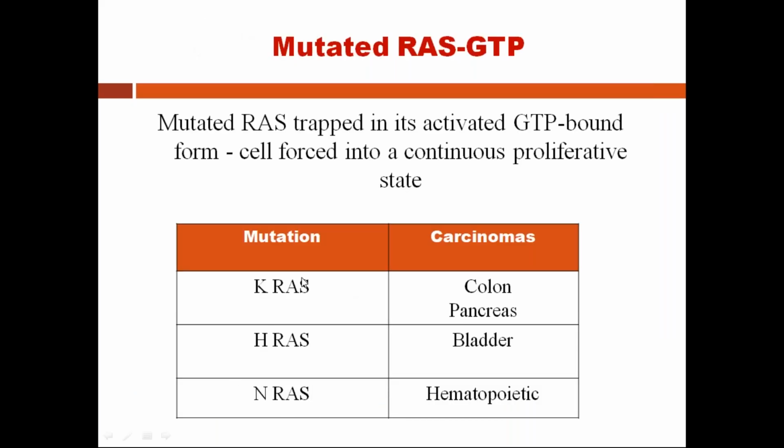If you know what is normal, automatically you will know what is abnormal. There are three types of RAS proteins, so mutation in the RAS genes: KRAS, HRAS, and NRAS. KRAS is commonly seen in colon cancers as well as pancreatic cancers, HRAS in bladder tumors, and NRAS in hematopoietic tumors. So you can just remember one for each of these RAS genes.